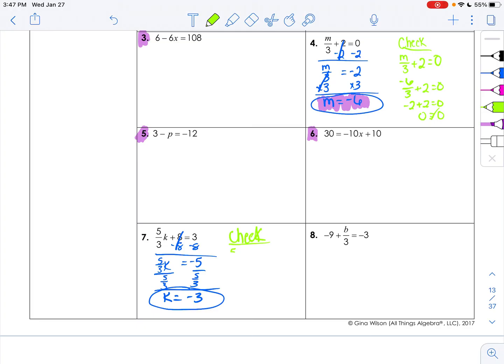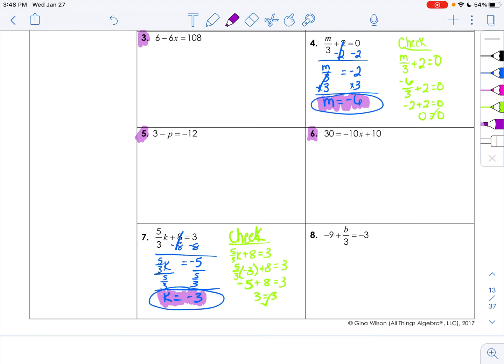Taking the original equation, 5/3 k plus 8 equals 3. But I think I know what k is, so I'm going to replace k with negative 3, making sure you put it in parentheses. And then again, you can use a calculator here. So 5/3 times negative 3 is negative 5, plus 8 equals 3. And then negative 5 plus 8 is 3, so 3 equals 3, which is true, which is why I can be confident in my answer of k equals negative 3.